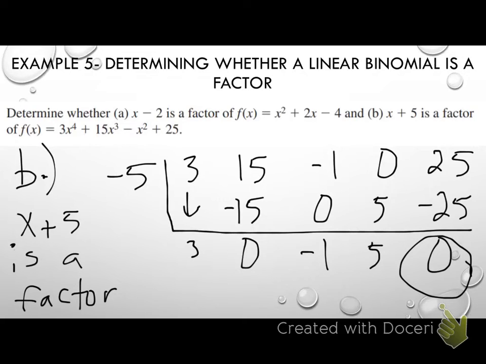That makes sense? So if you use direct substitution, plug your k value into your polynomial. If you get 0, it is a factor. If you're using synthetic division, if you get a remainder of 0, then it is a factor. If you get any number other than 0, it's not a factor. That makes sense. All right. Can I move on to the next example?